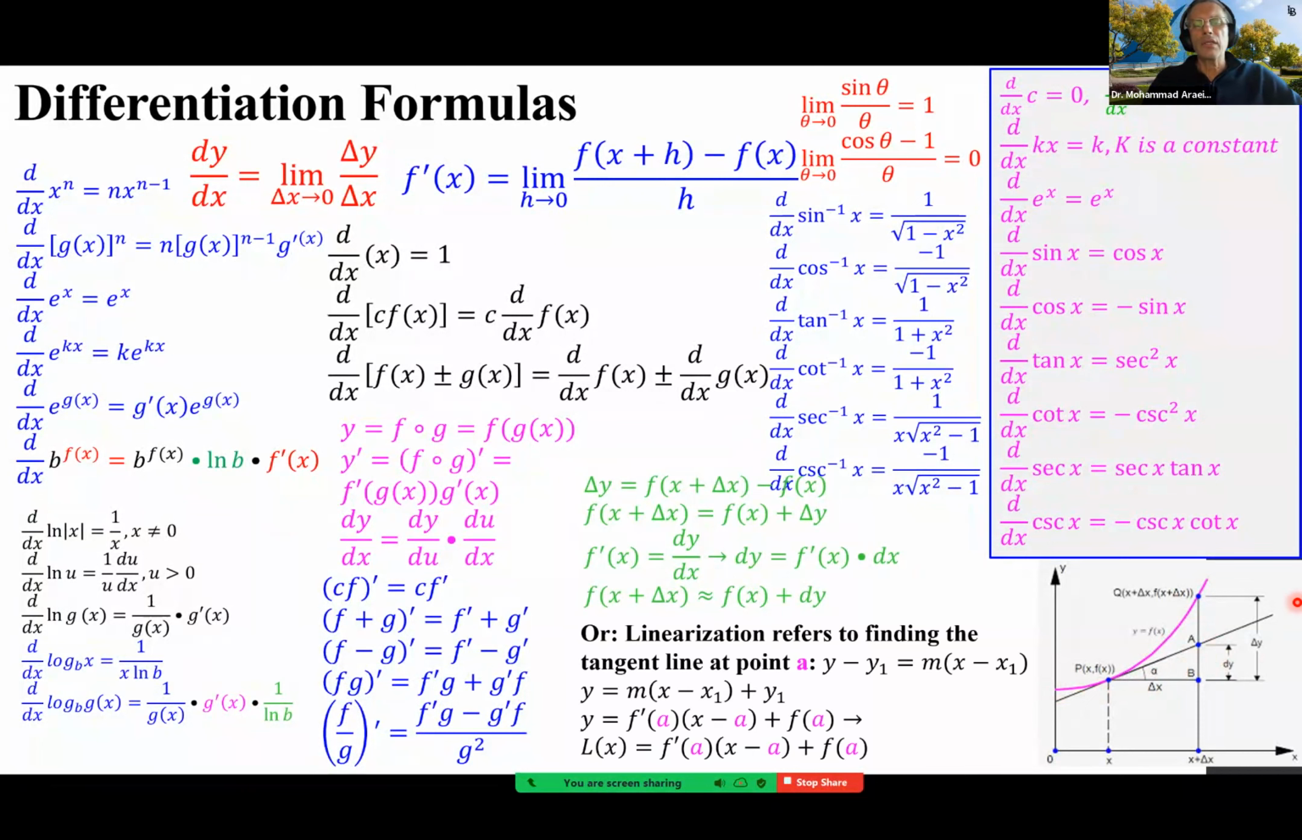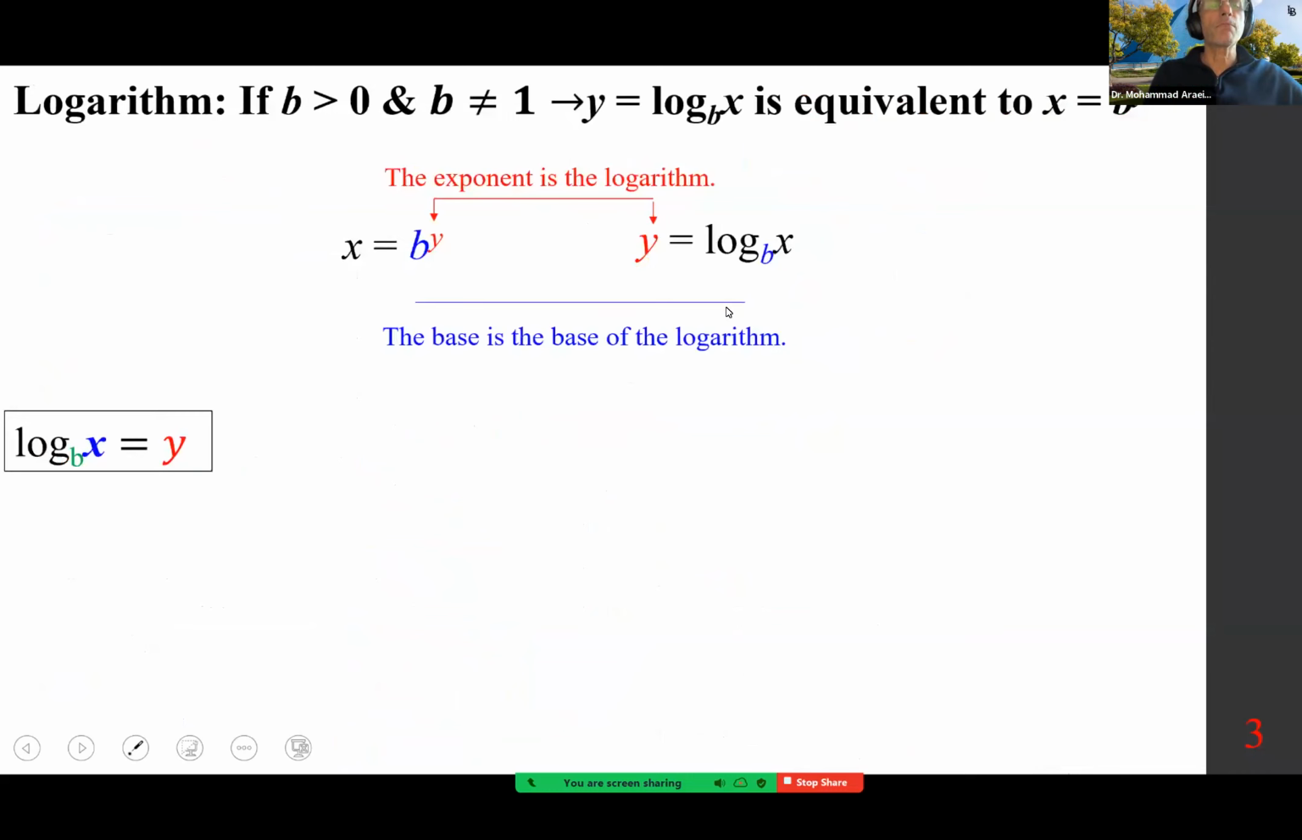We also have a linearization, which simply put, means find the tangent line at a given point. So you can stick with the elementary algebra y minus y sub 1 equals m times x minus x sub 1, and you don't have to memorize this formula because it's simple. And of course, the definition of e in two different methods that have been discussed.